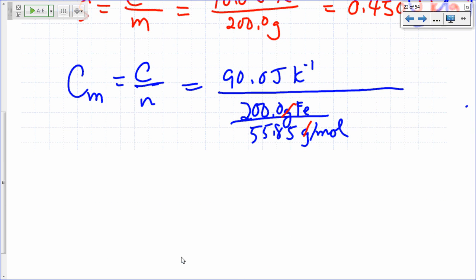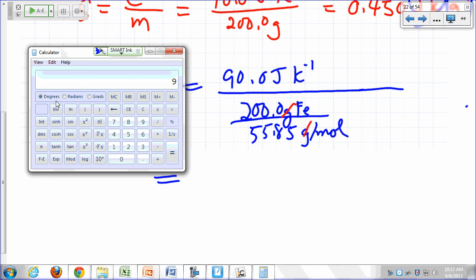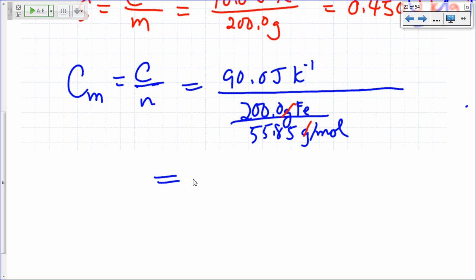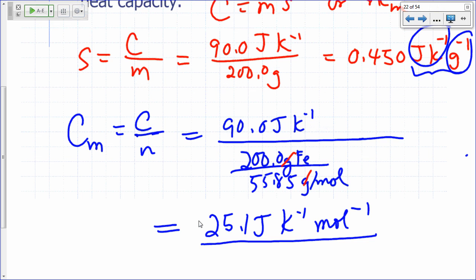So the molar heat capacity for iron is, what would that be? 90 divided by 200 times 55.85. That's 25.1 joules per Kelvin per mole. So you can write it as joules per Kelvin per mole. That's your molar heat capacity.